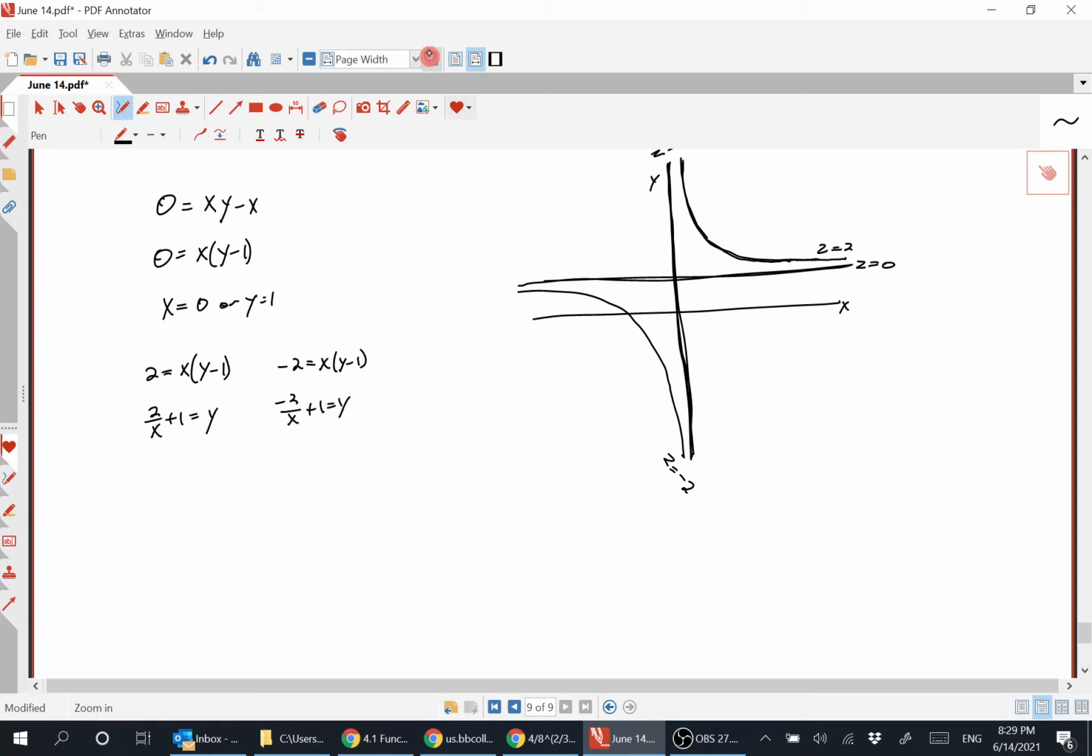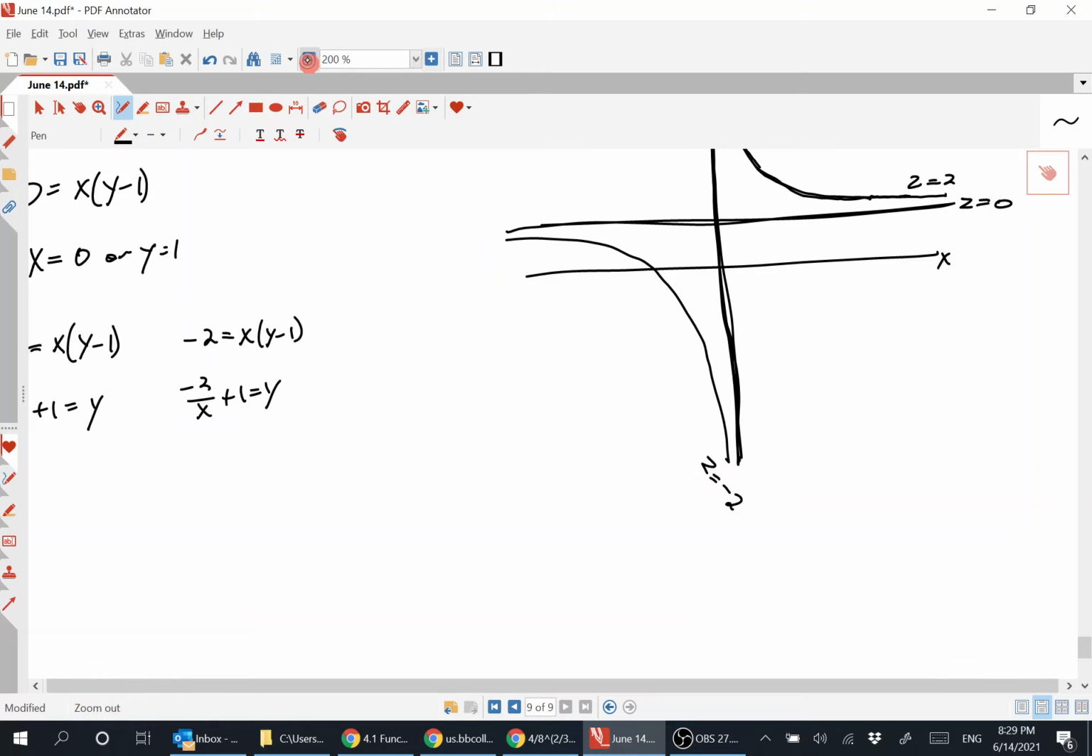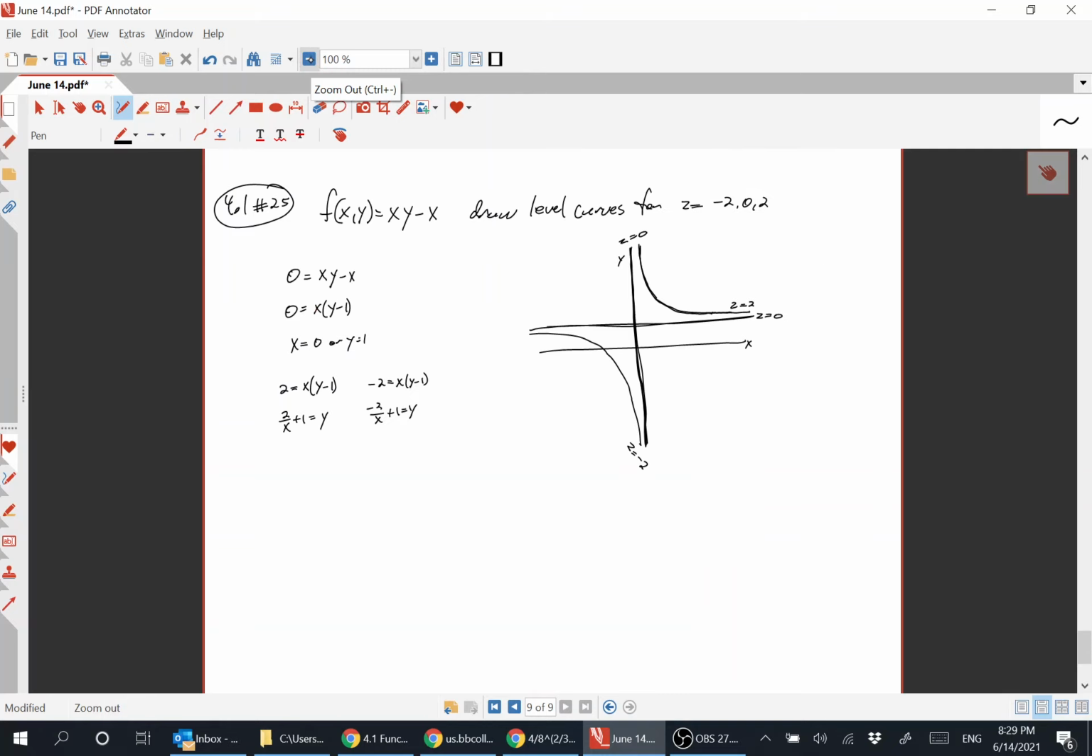Alright, so that's the 3 level curves for this function. And then the level curves for other values of z, for larger positive values of z, will be over here. And for larger negative values of z, will be over here, like that. And that's it. It's just drawing some of these level curves. The level curves together give you this thing called the contour map.